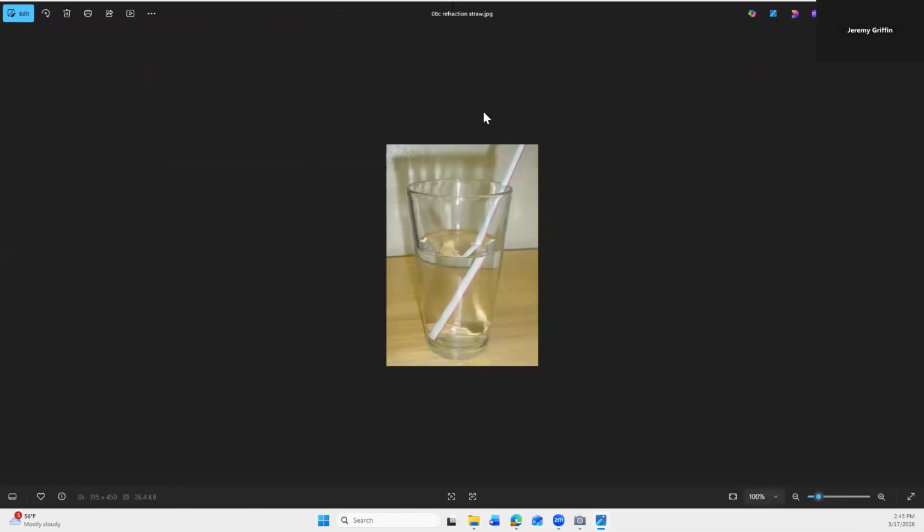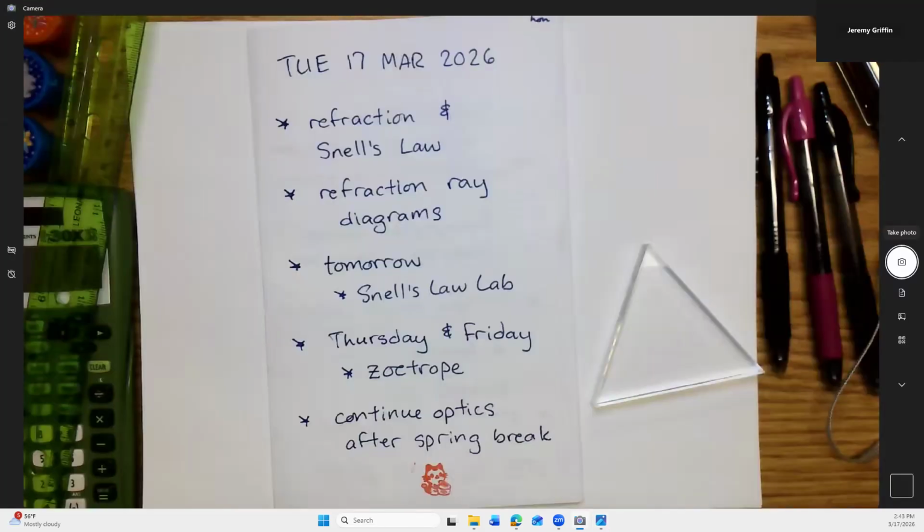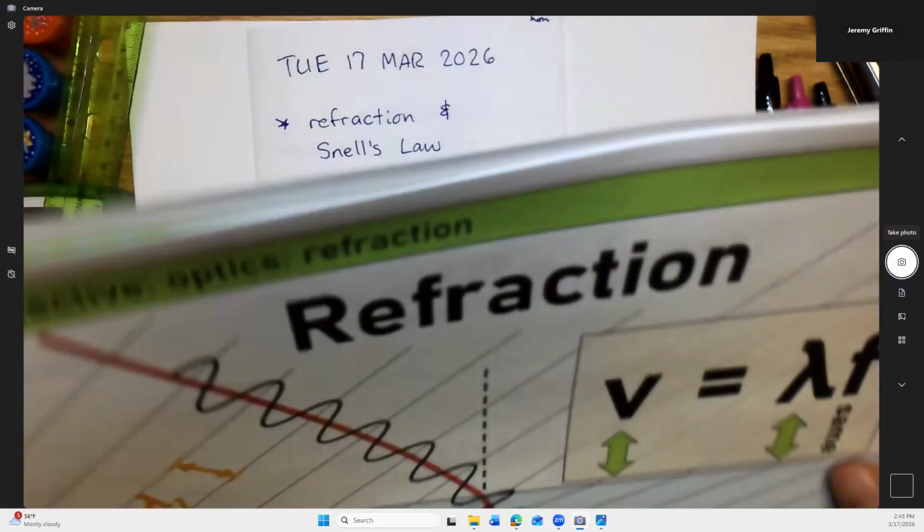Say you stick a straw in a glass of water, it looks all bent. It isn't really, it's just an illusion, but this is light bending different ways, right? So why does it look like that? Now, I have a lot of good demos, but I'm going to try to condense this in one class period here.